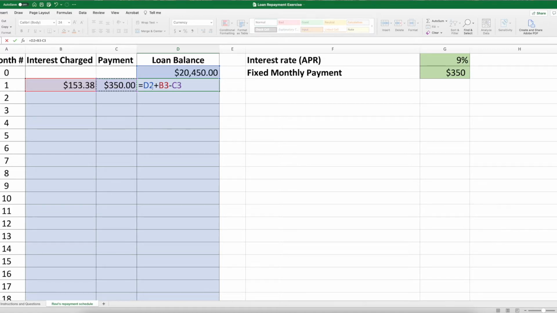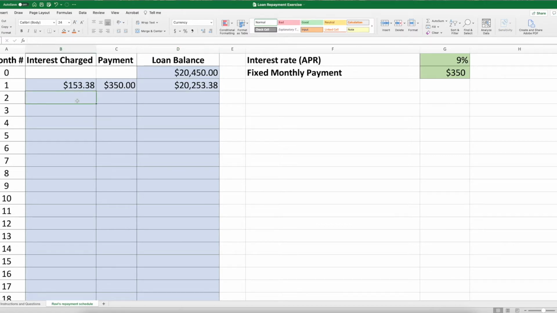So I entered this formula: D2 plus B3 minus C3. I check once more if it's correct, and it looks good, so I press enter. My loan balance in the first month is going to be $20,253.38.